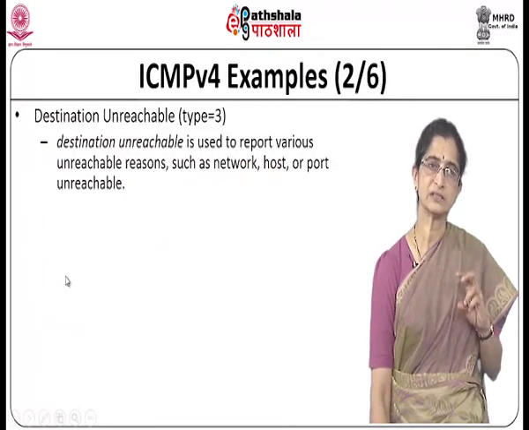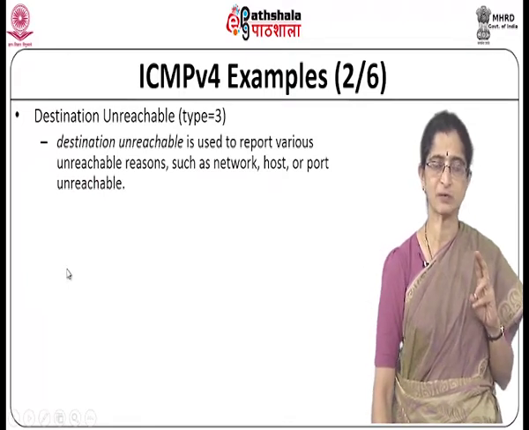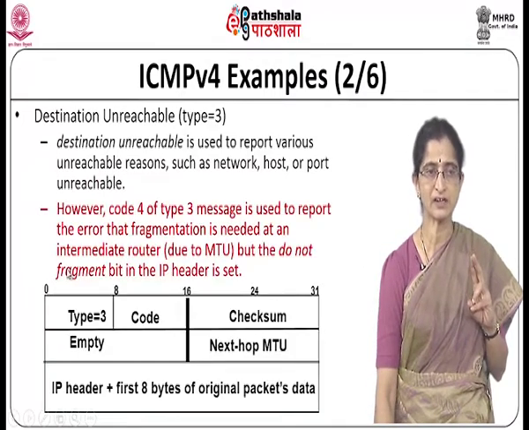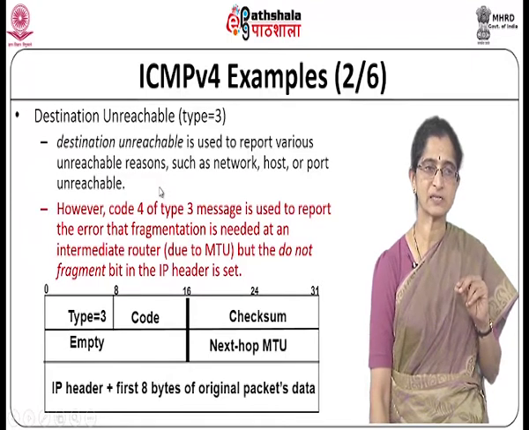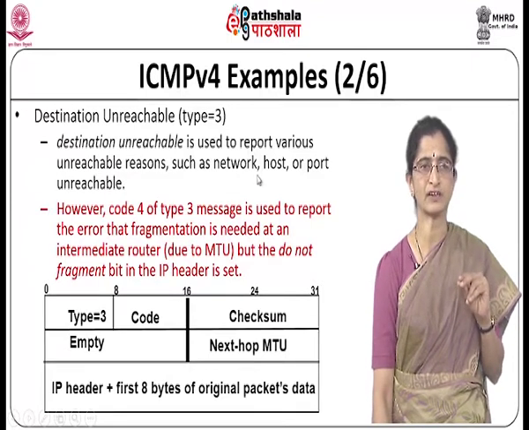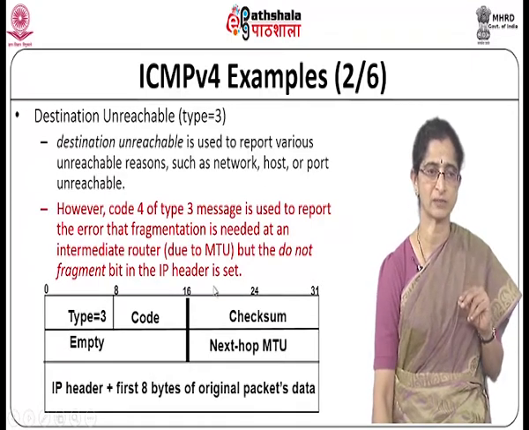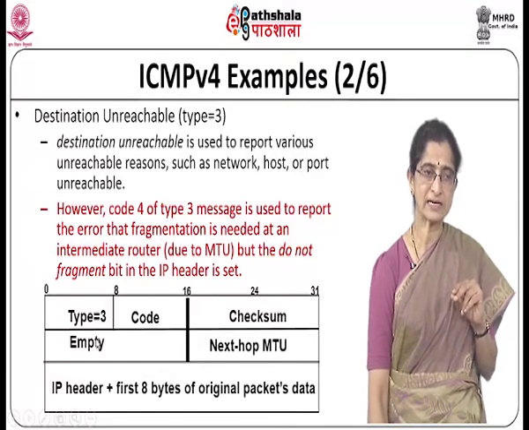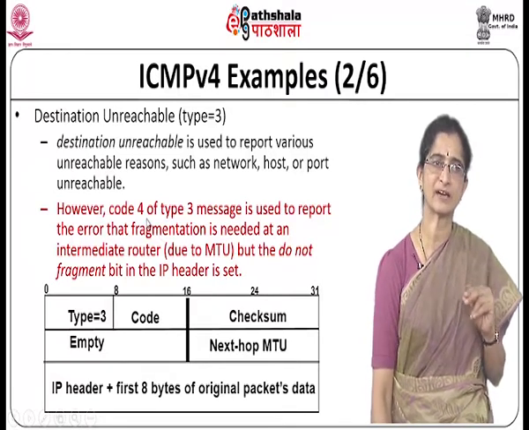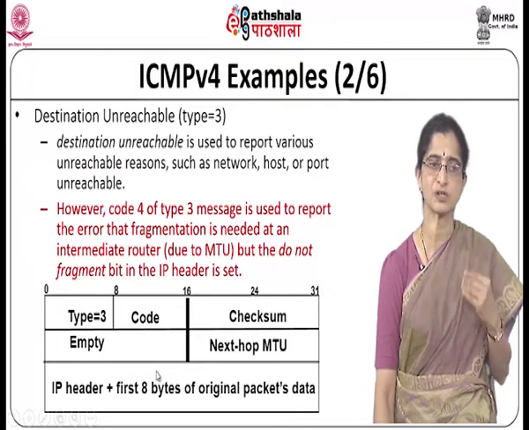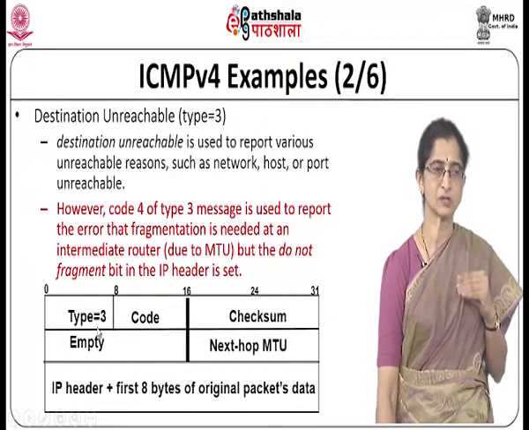Then we looked at the destination unreachable messages. As we saw, it could be network unreachable or host unreachable or port unreachable and so on. In that case, if a particular packet is not able to reach the destination, what information needs to be specified here? This is what is specified.